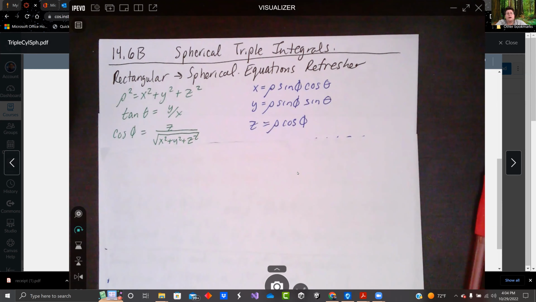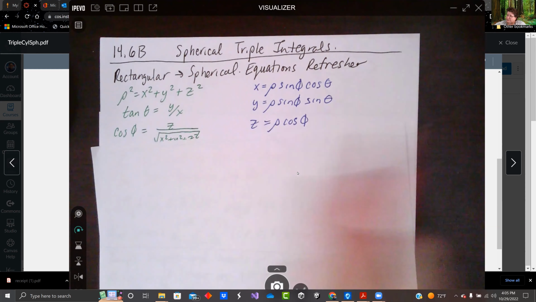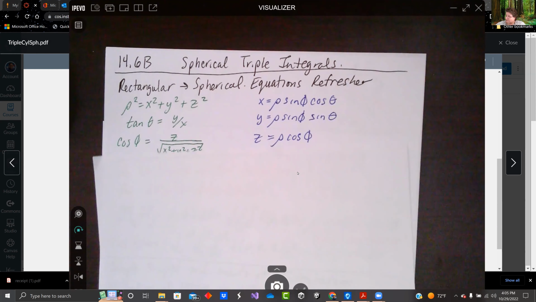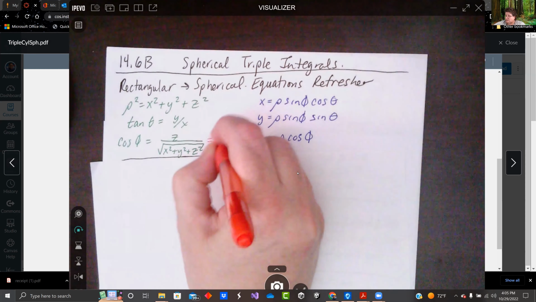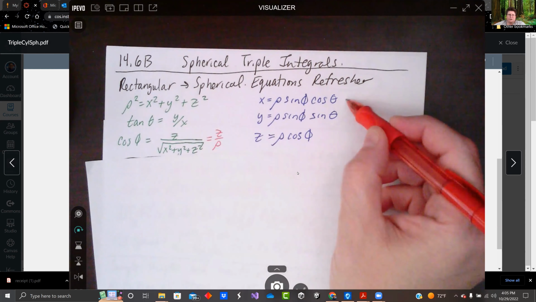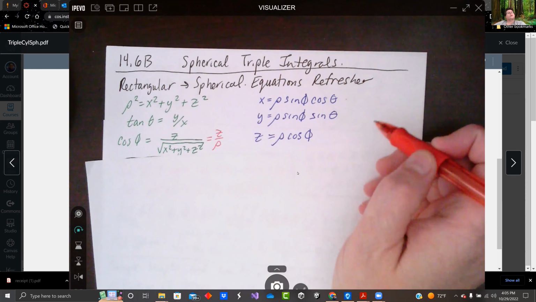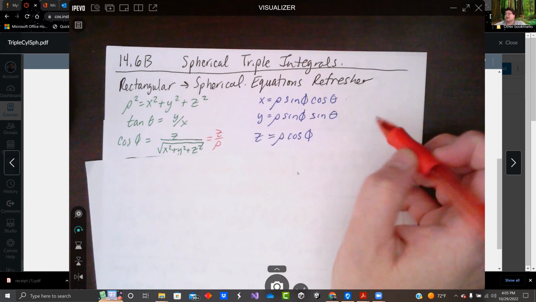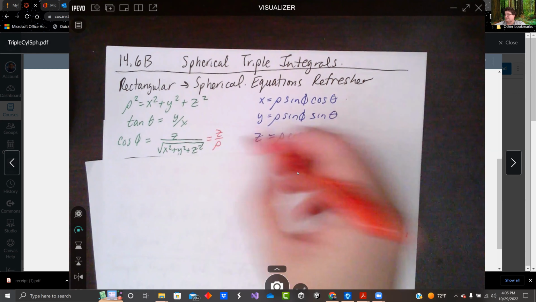spherical and back again. So rho squared, which is our radius of the sphere, is x squared plus y squared plus z squared, where rho is the radius. We have tangent of theta equals y over x, and cosine of phi equals z over the square root of x squared plus y squared plus z squared. Also, another way of thinking about it is z over rho. And then our x, y, and z: rho sine phi cosine theta for x, rho sine phi sine theta for y, and rho cosine phi for z. You can see that from these two.